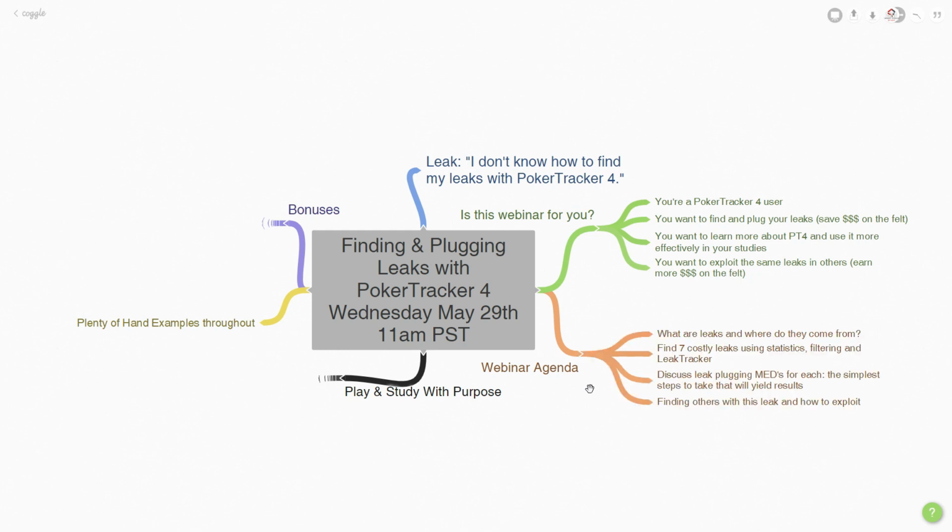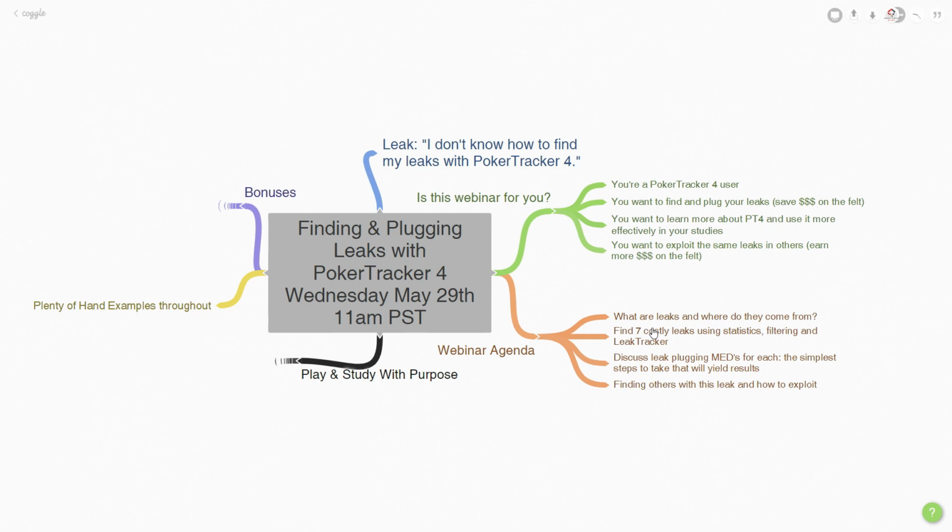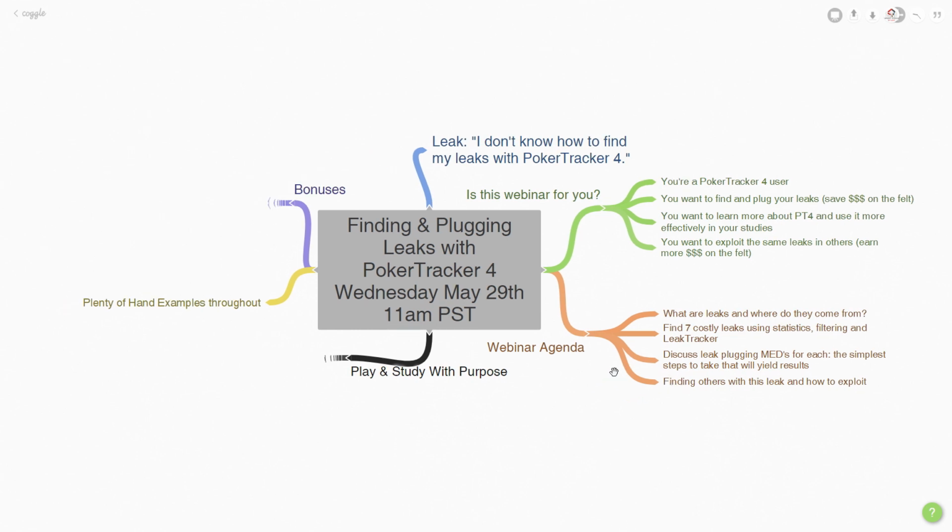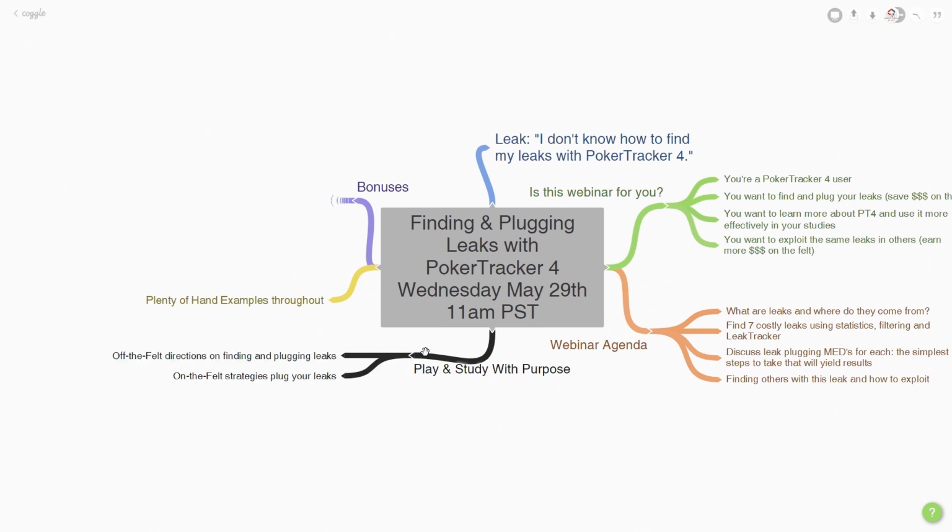As for the agenda, we're going to discuss what are leaks and where do they come from, 7 costly leaks, and I'm going to show you how to find them using statistics, filtering, and leak tracker. We will discuss leak plugging minimum effective dose strategies. These are basically the simplest steps to take that will yield results, and we'll talk about finding others with this leak and how to exploit them. Of course, I'm going to tell you how to play and study with purpose off and on the felt.